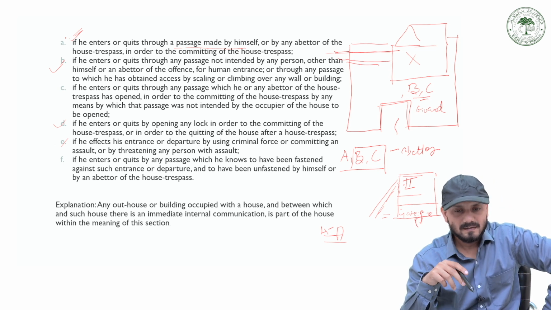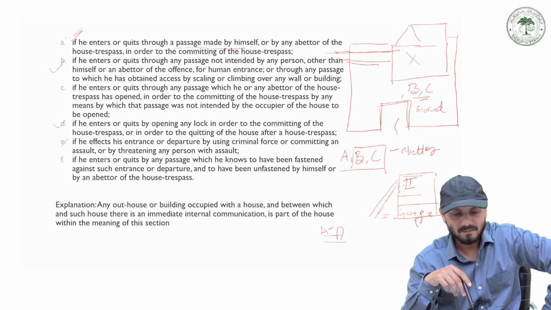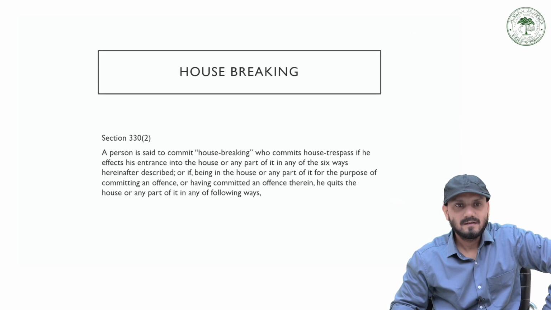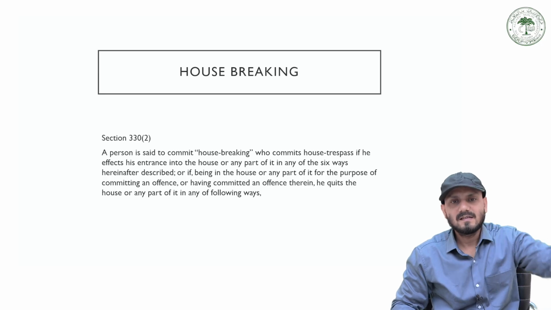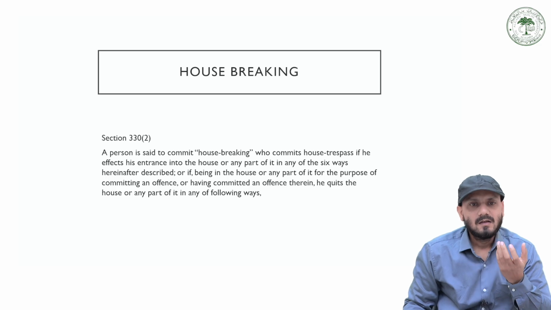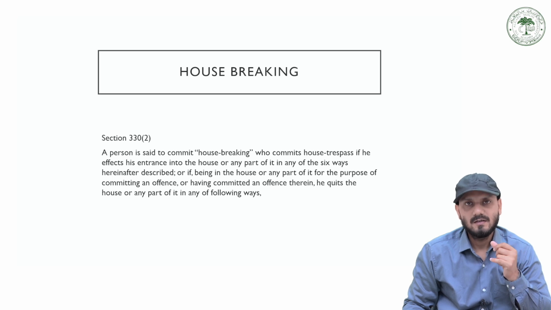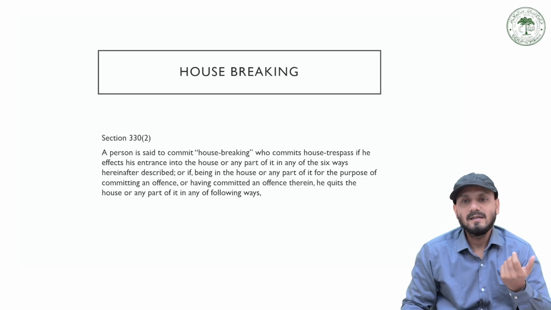F. If he enters or quits by any passage which he knows to have been fastened against such entrance or departure, and to have been unfastened by himself or by an abettor of the house trespass. This means such as windows, skylights. Each of these methods shows a deliberate attempt to bypass normal security measures or the normal way of entering or leaving the house, which makes the offense graver. Their entry is illegal, is not normal, so obviously their exit or departure would also be illegal. By listing these, the law leaves no scope for confusion in courts when identifying such crime.